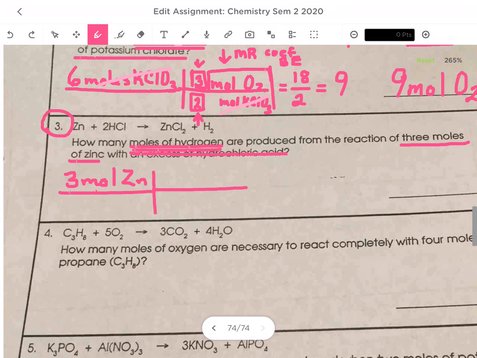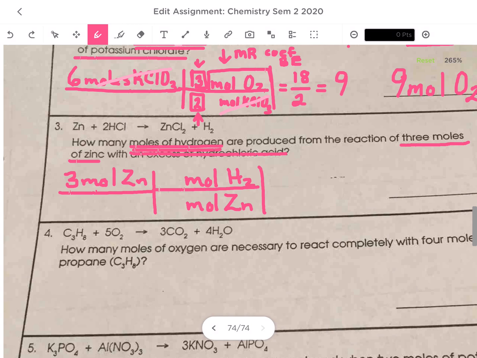And then we are going to add our mole ratio. So we look up at our balanced chemical equation and we look for our coefficients. Now, what goes on the bottom? The unit we are trying to cancel out goes on the bottom. So it's moles of zinc. The unit we are trying to find goes on the top. So look at the thing you double underlined: moles of hydrogen.